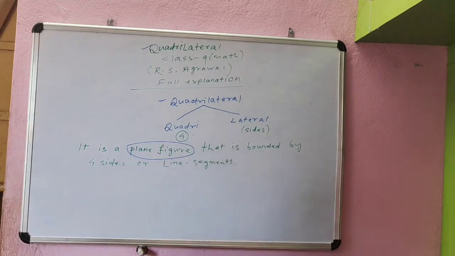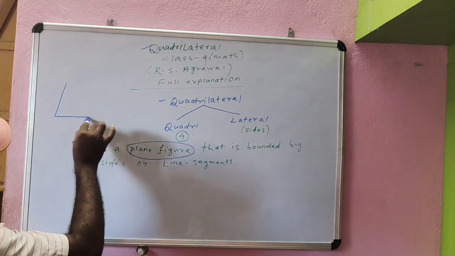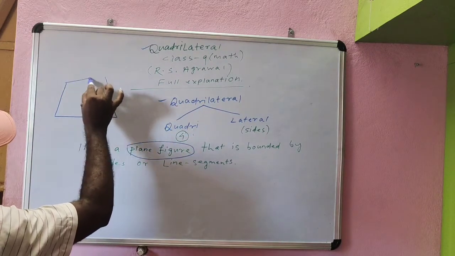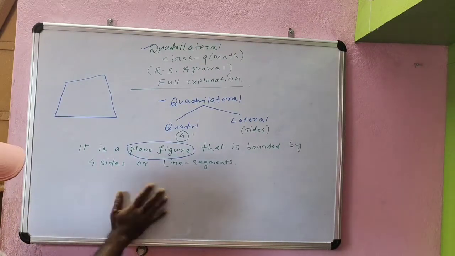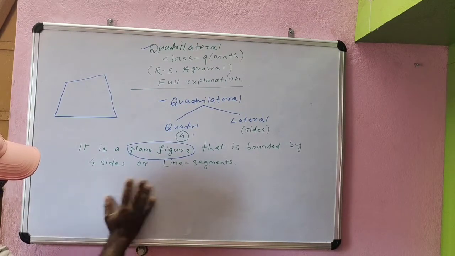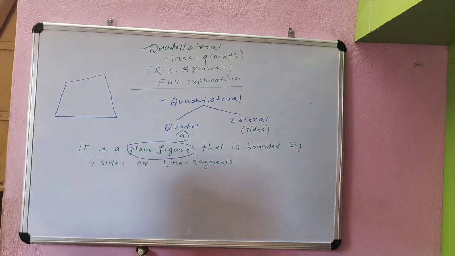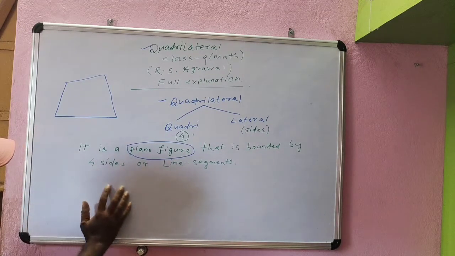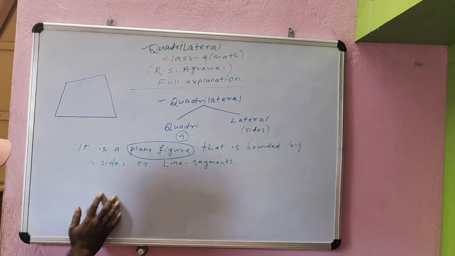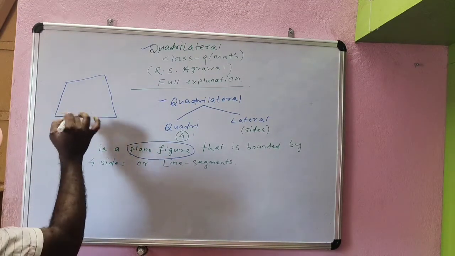Why is it called a plane figure? Because this figure can lie on a plane. The surface of the board is a plane, and the quadrilateral lies on this plane, on the surface of the board. Therefore, it is called a plane figure.